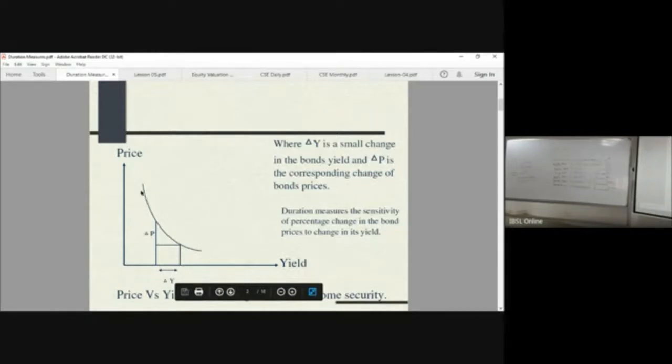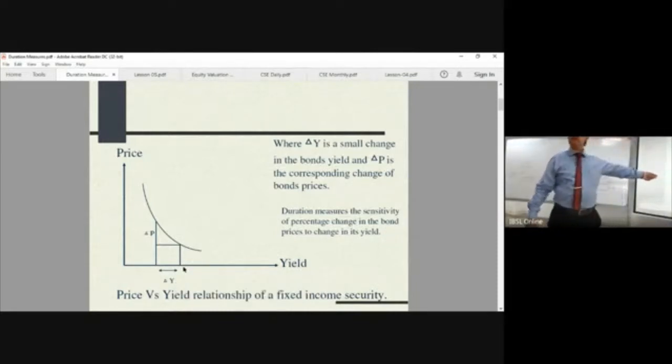Now, this curve represents the behavior. Here it says, when the yield goes down, price goes up. That's what we discussed. For a bond, if the market yield goes up, the price goes down. That is what it shows here. And I have just shown you some change in the interest rate, delta Y.